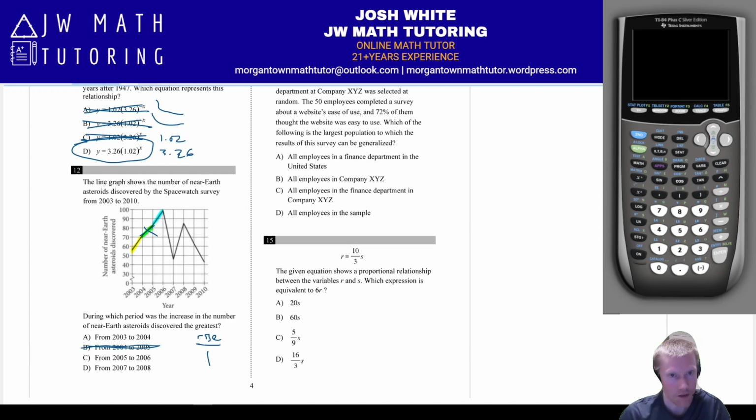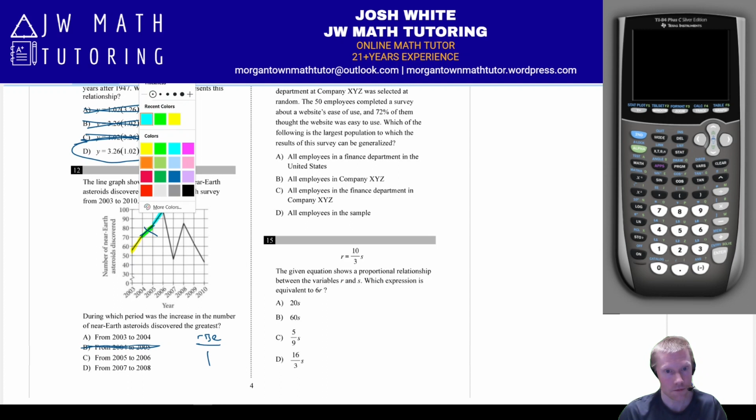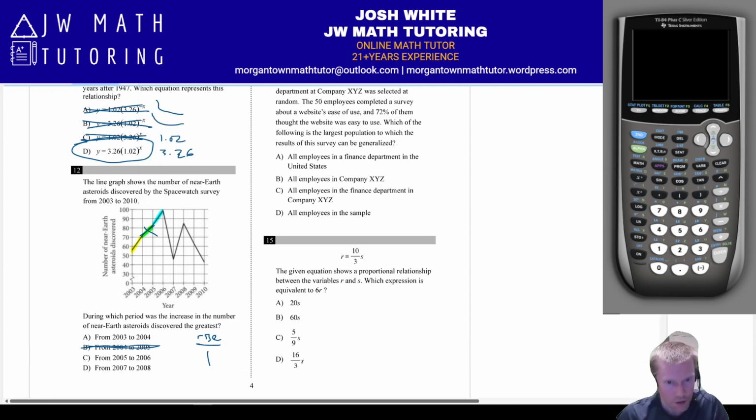And now for the last one, '07 to '08. So now we have this section right here, and you can see this is much steeper than any of the other three previous sections. So the correct answer is going to be D, but if you wanted to actually numerically confirm it, you could just measure the change between the Y values.